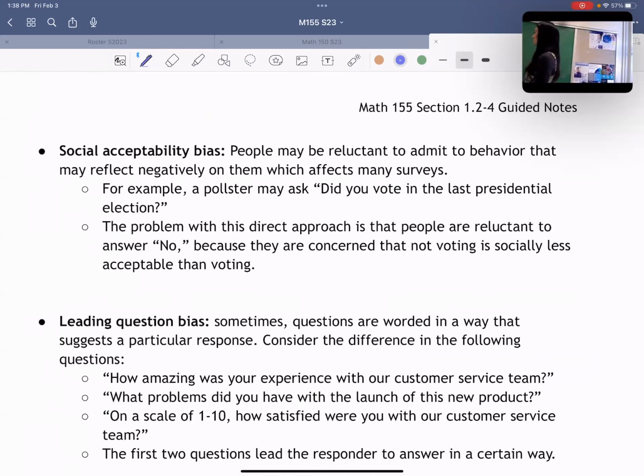When you ask them a question, sometimes someone will respond in a way that they think is the right answer, but it's not actually what they do, okay? For example, a big one with social acceptability bias is voting. A lot of times people overestimate how many people vote, because when you go out and ask someone, do you vote? Most of them are just going to say yes. Even if they don't vote, they kind of just lie because they think if they say yes, it's the right answer. So social acceptability bias is when something is socially acceptable to say, and people just say it even though it's not what they actually do. Okay, so that's the whole idea behind social acceptability bias.